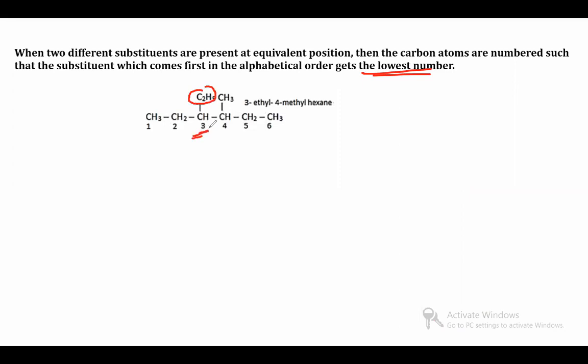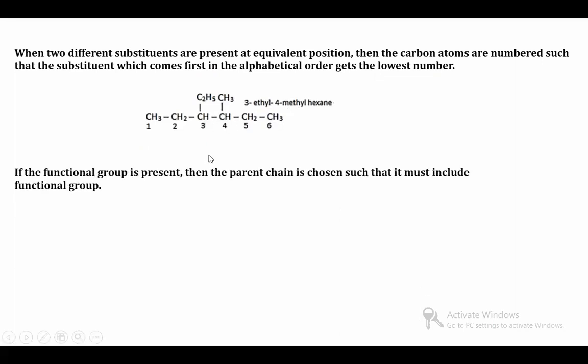This you need to understand properly. Why is this 3? Why not from this side? Because in alphabetical order ethyl, E, comes first, so it should get the lowest number. That is the reason we named from this side. You need to understand why it's named from this side. In alphabetical order, whichever comes first should get the lowest value. Are you getting it?